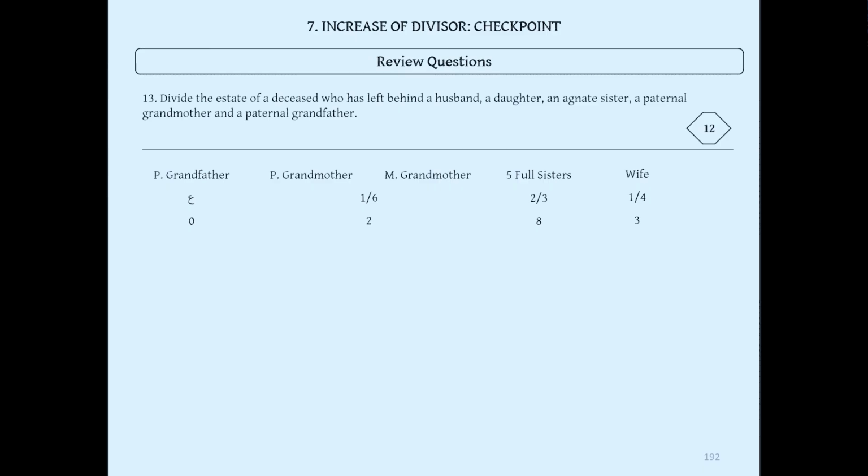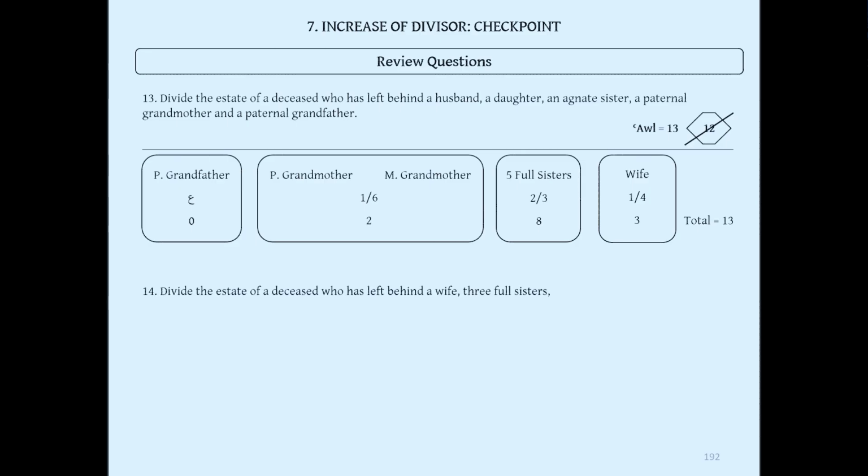So we have 12 as our divisor because we use the 4, the denominator of the wife, multiplied by 3, and we get 12. We add it all up: 8 plus the 2 is 10, plus the 3 is 13. So the total is 13, and we've got nothing left to give to the grandfather. We would have if we did have anything left over.